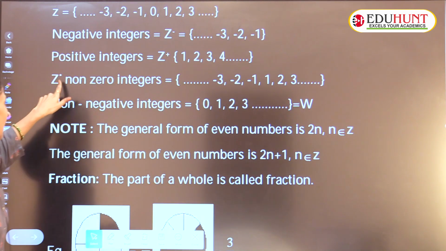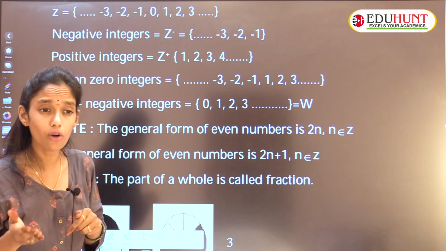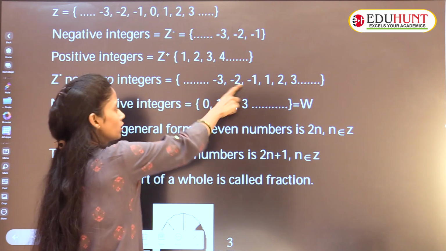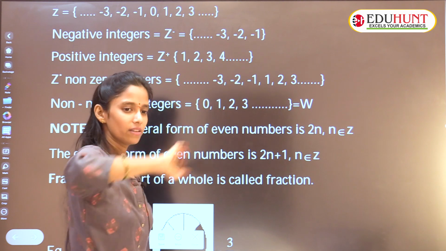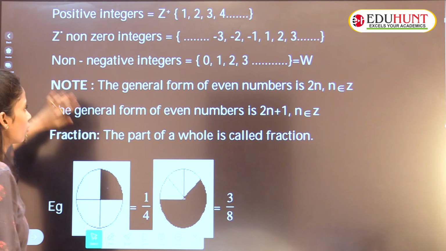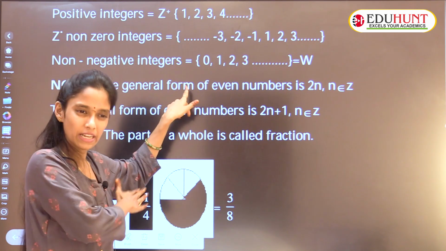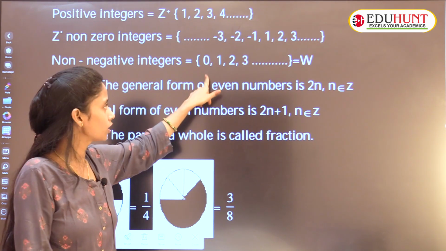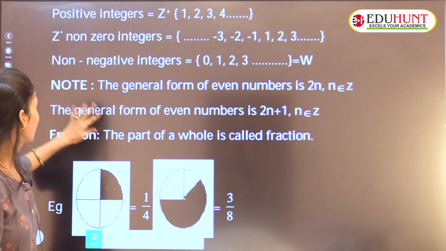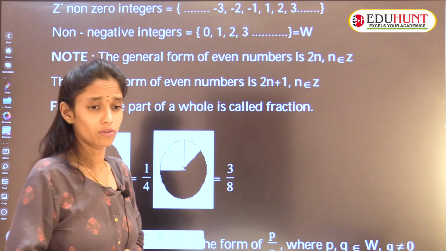So integers will always be denoted with a capital I or with a capital Z. If you see Z with a star mark, it is non-zero integers. Non-zero means you have to write integers without 0. We have only a single 0. So without 0: -3, -2, -1, 1, 2, 3. Remove the 0, write the other numbers. That's it. That's non-zero integers. So what are non-negative integers? Non-negative integers means take out the negative numbers and write the other numbers: 0, 1, 2, 3, so on to infinity. We'll say that is the whole numbers also.